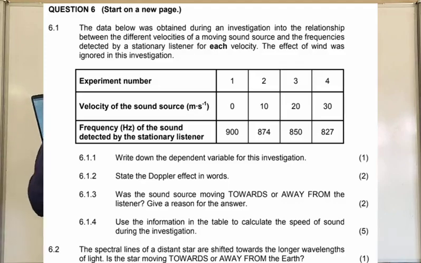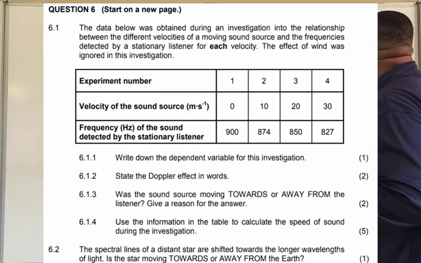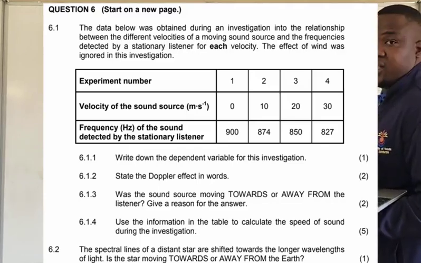I can write the result of the experiment. Here we have the velocity of sound. Then we have the frequency detected by the listener. Right? Then here are the results of that experiment. The experiment was repeated 4 times.